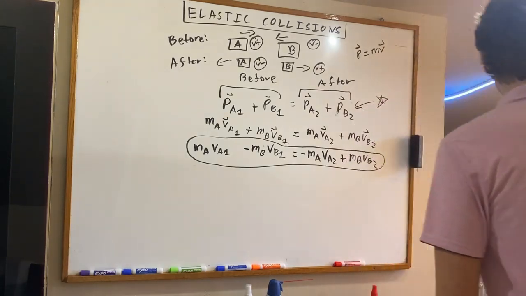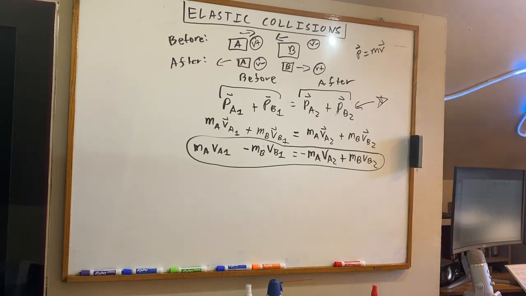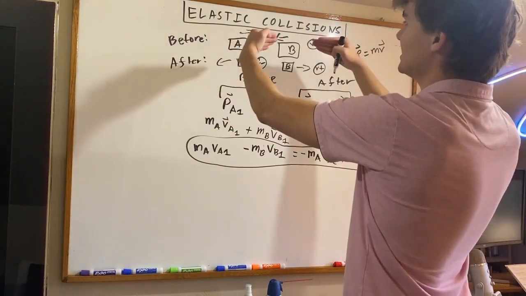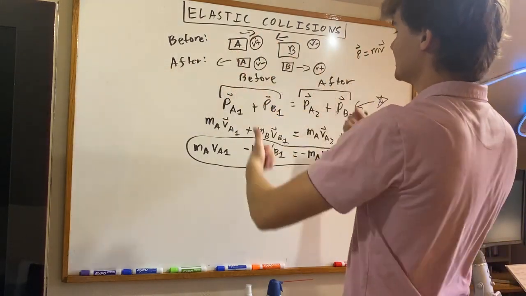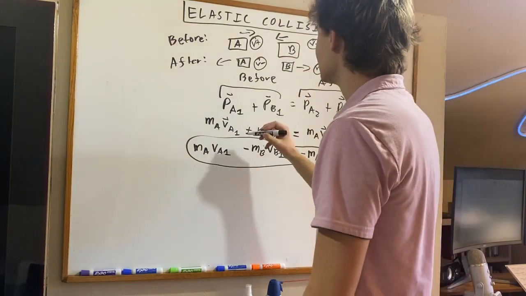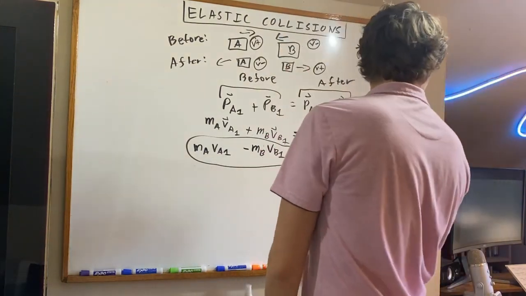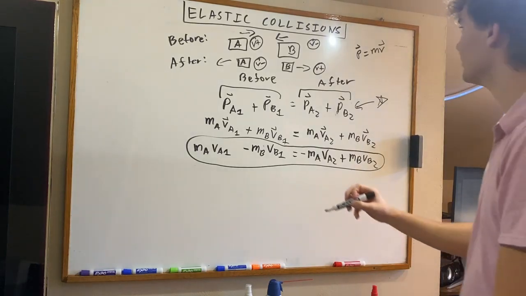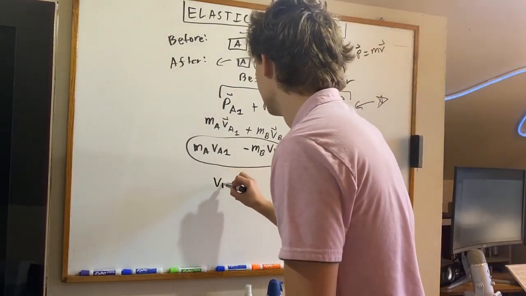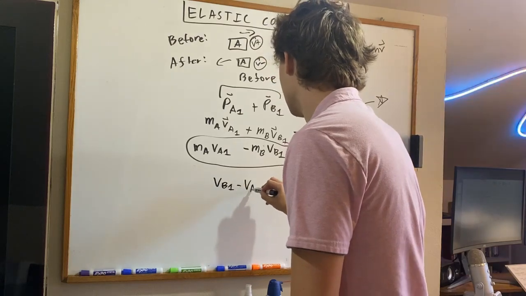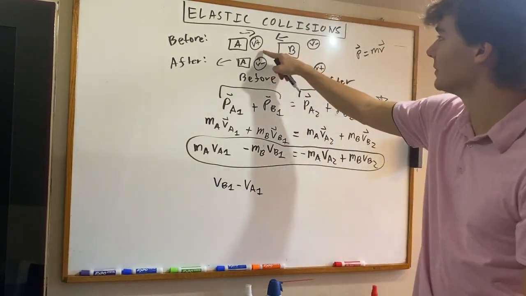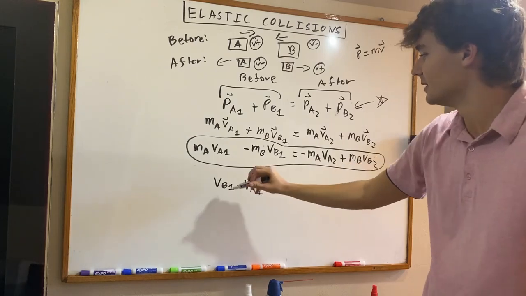So let's see here. All you have to remember for the next one is that the difference in approaching velocities is equal to the negative difference of velocities when they go away. So the difference in velocities here is equal to the negative of the difference of velocities there. So let's see what that would be. That would be vB1 minus vA1, that's the difference in velocities.